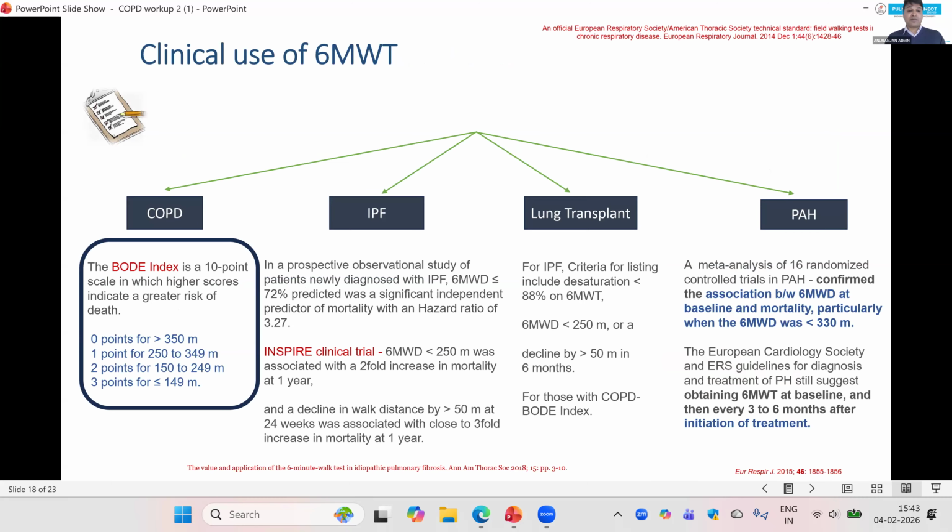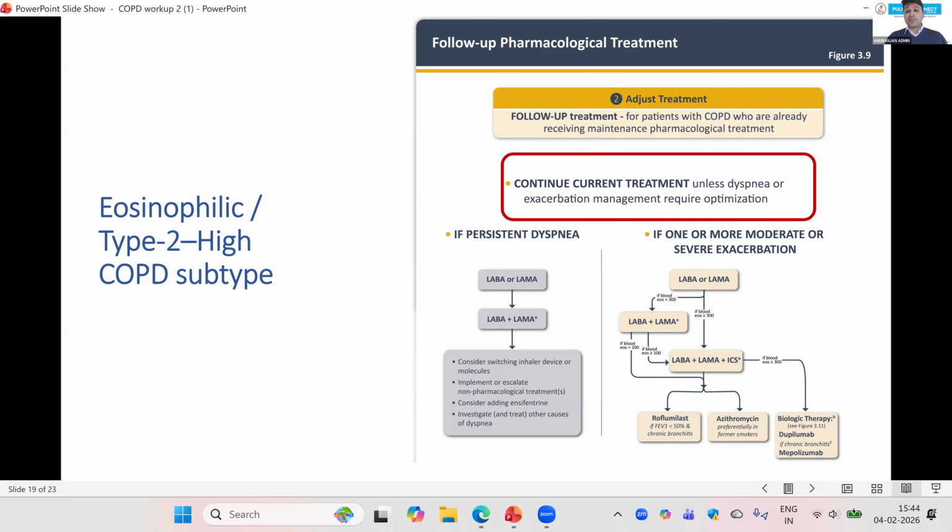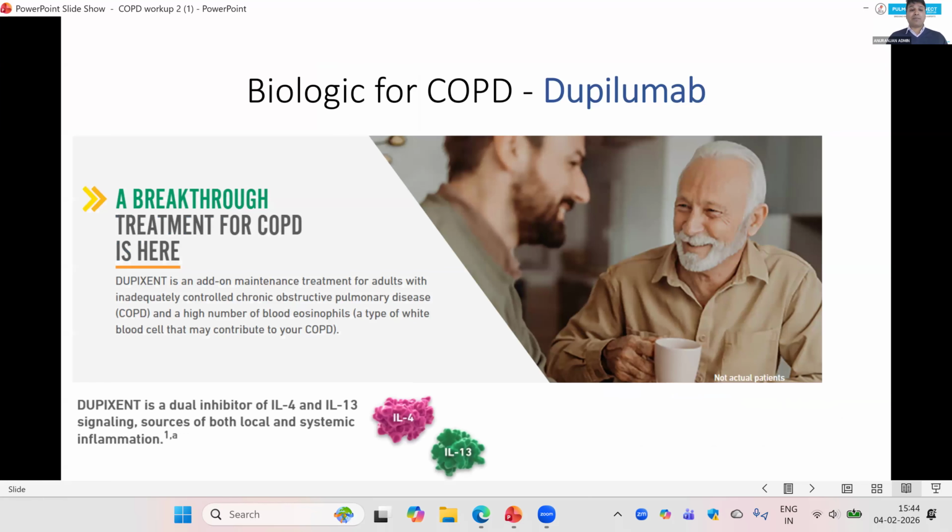Now, there is a subtype which is eosinophilic. I told that we have to do a CBC also to understand whether the patient is having higher eosinophils or not. So recently, after triple therapy, LAMA, LABA and ICS, if the blood eosinophil count is more than 300, then you can give the patient biologic therapy. Of course, not available in India, but yes, 2 biologic therapies have been approved, which are dupilumab and mepolizumab. So I'll be talking shortly about dupilumab.